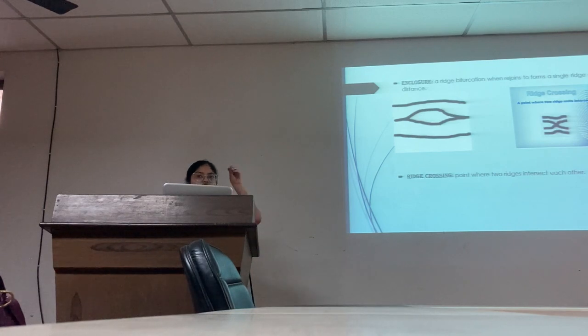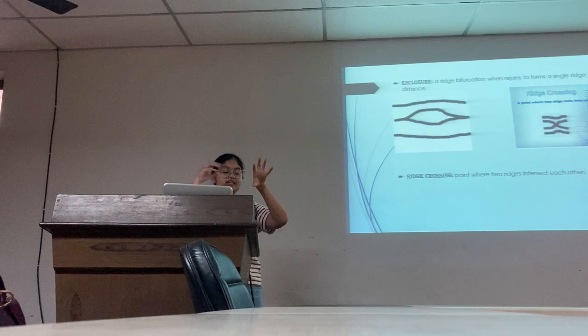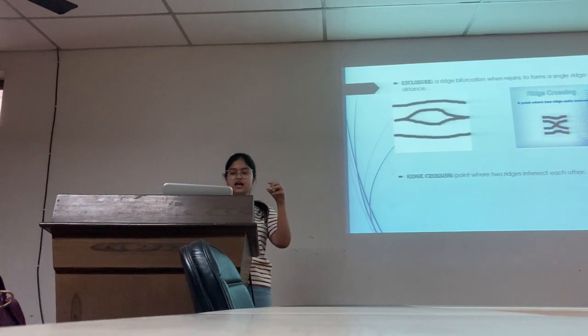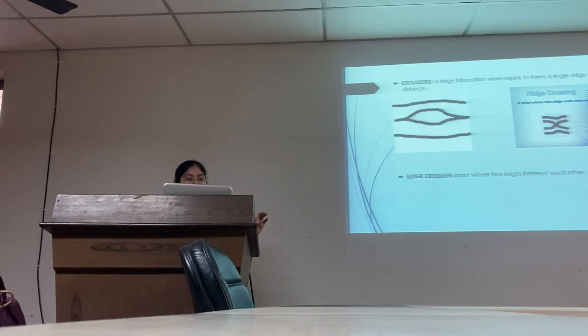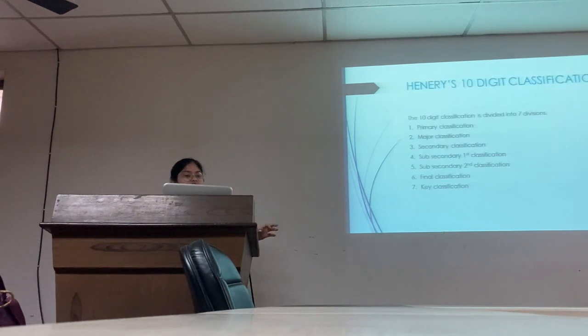Enclosure. When a ridge bifurcates and rejoins the bridge again, it forms an enclosure-like structure, that is known as enclosure. Ridge crossing. When 2 ridges intersect each other, that is ridge crossing. Then comes the Henry's 10-digit classification.